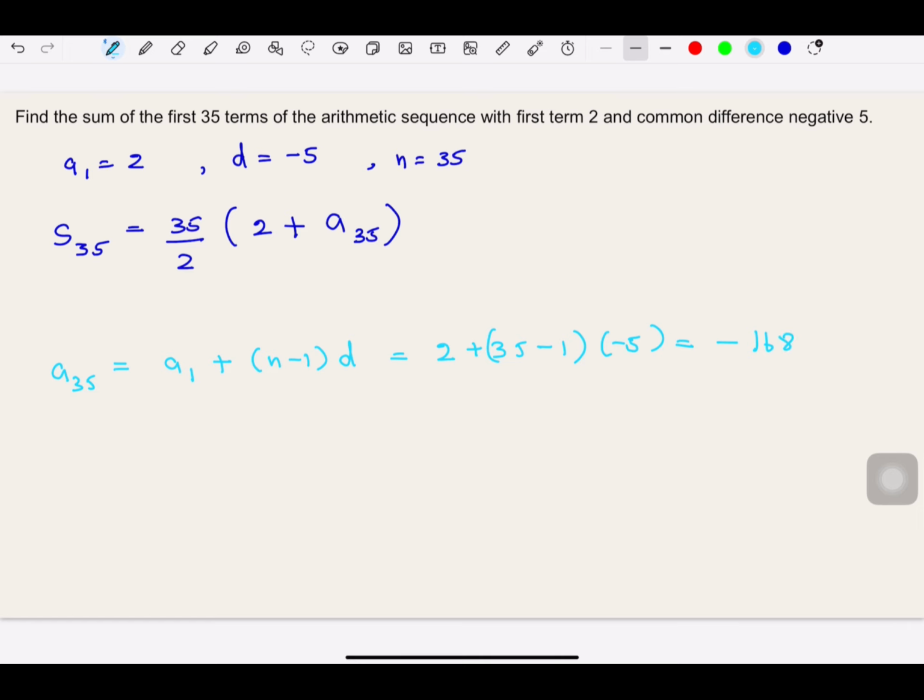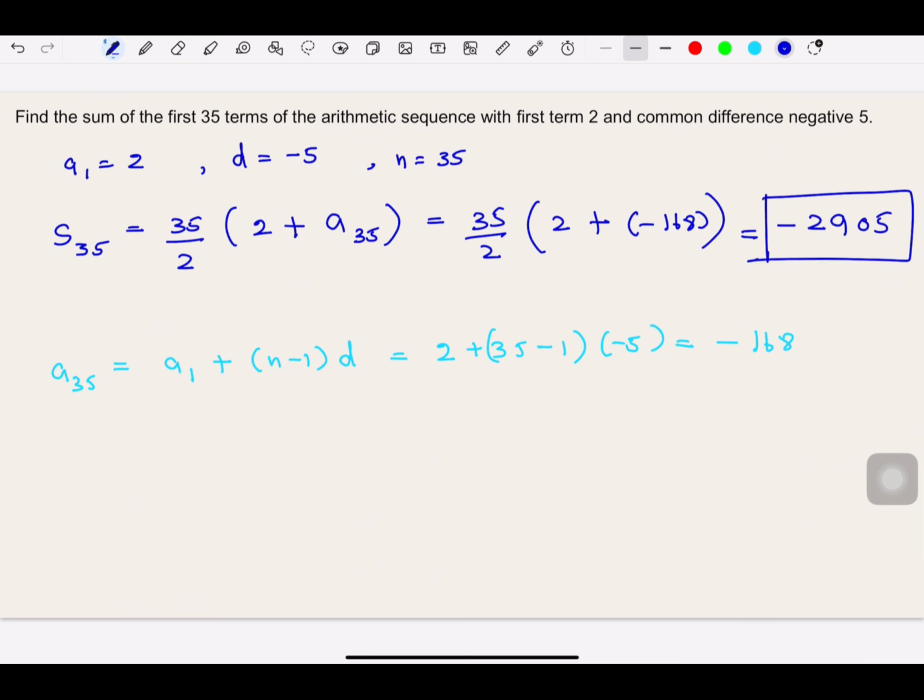And then I'm going to plug that number into this formula. So then 2 plus negative 168. If you use your calculator, it's going to be negative 2905. So this is the number you get when you add the first 35 terms in this arithmetic sequence.